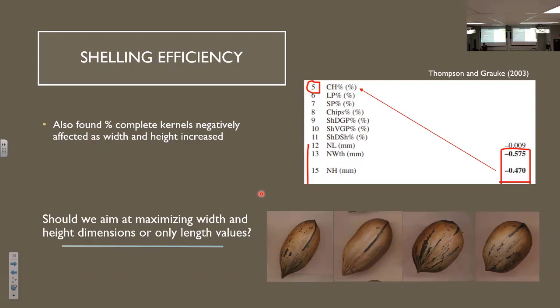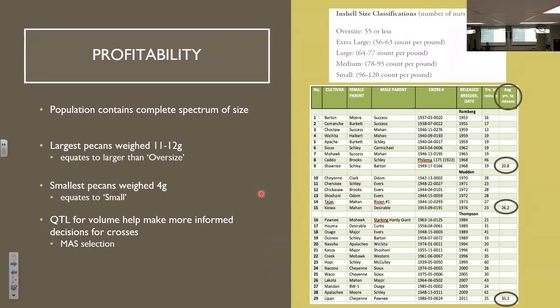In terms of size, we see the complete range of what would be classified by the shelling industry in terms of size as well, ranging from oversized to small. Our largest size pecans that we saw in this population were up to 12 grams per nut, which falls into this oversized category here of 55 nuts or less needed to make a pound.